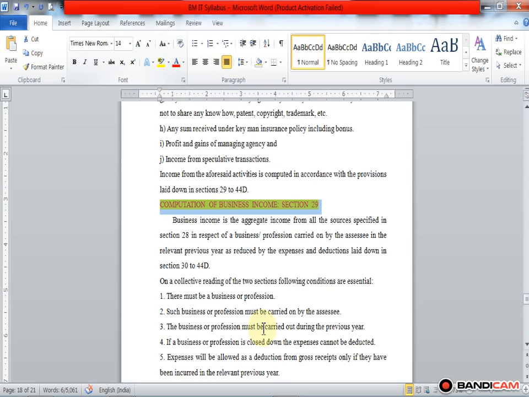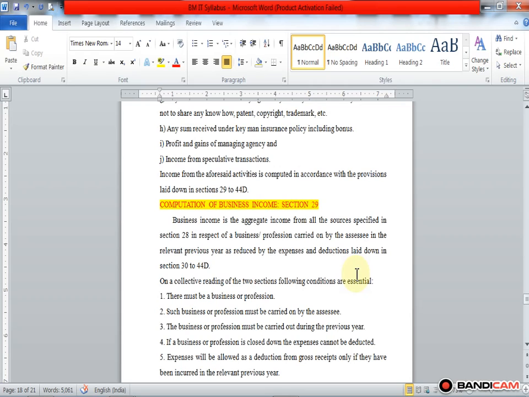Business income is the aggregate income from all the sources specified in section 28 in respect of business or profession carried on by the assessee in the relevant previous year, as reduced by the expenses and deductions laid down in sections 30 to 44D. So the business income is the aggregate income from all the sources specified in section 28 in respect of business or profession carried on by the assessee in the relevant previous year. The expenses and deductions are laid down in sections 30 to 44D.